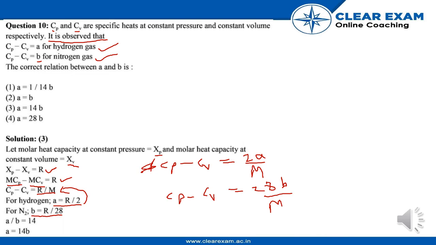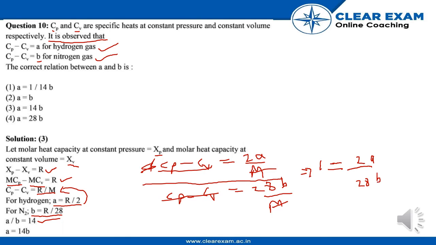By dividing these equations, we will get A by B as 14. Just divide the equations. We will get 1 equal to, this will cancel, M will also cancel, 2 by 28 times A upon B. This will be 14. Therefore, just take 14 to the other side, cross multiply, and we will get A by B as 14. Therefore, A will be 14B. This is the relation between them, A equals 14B.